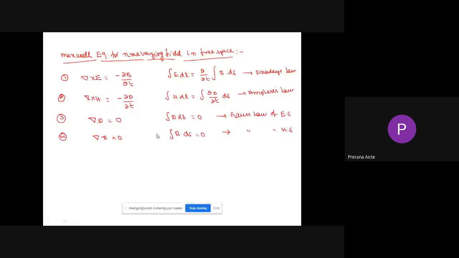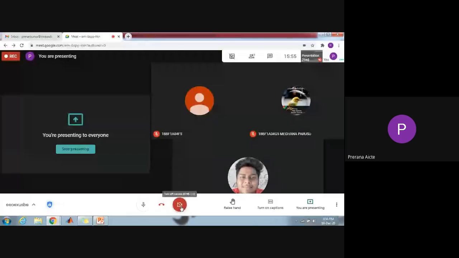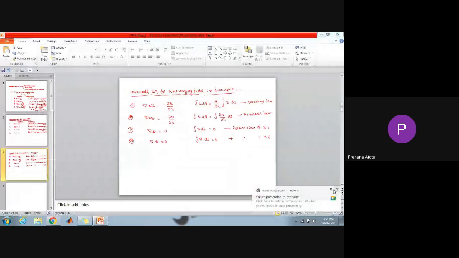Okay. Now, so these are the equations of time varying field of free space medium.